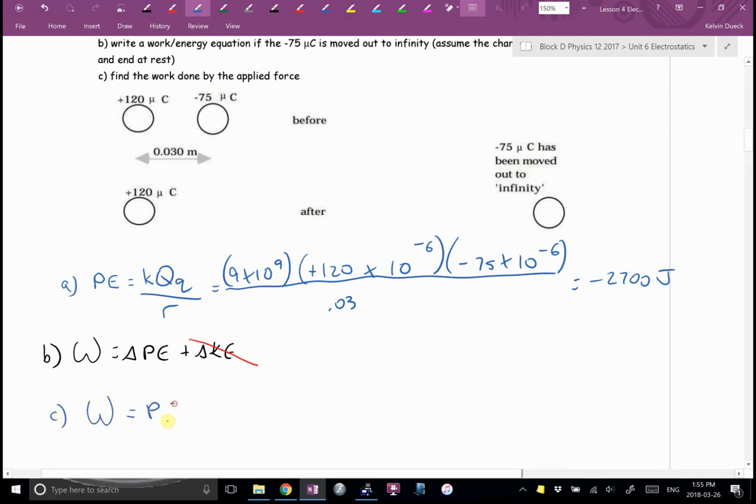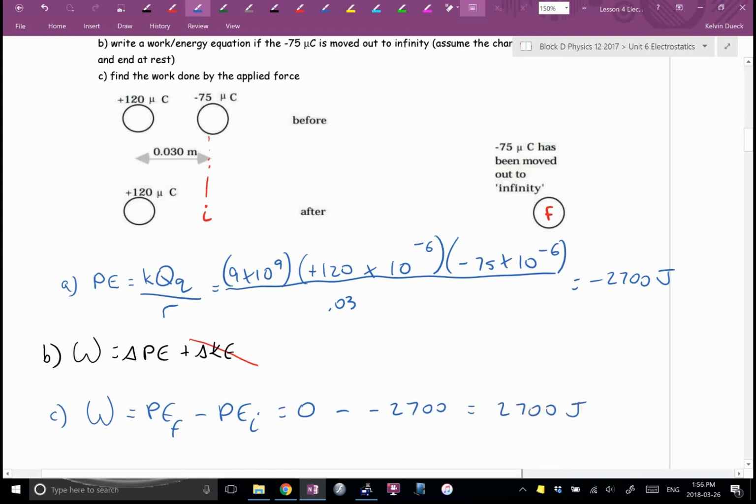So this is going to be PE final minus PE initial. Now, in our diagram, initial is right here, and final is out at infinity. Out at infinity, what's my final potential energy then, by definition? Minus, what was my initial potential energy? And do you see I have a minus minus? So I actually end up with a positive amount of work.